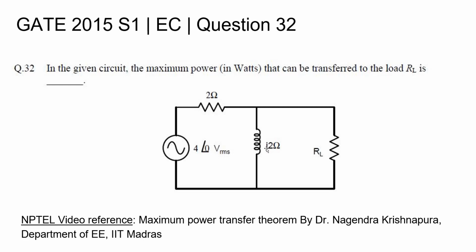Question 32, Electronics and Communication Engineering, GATE 2015 Set 1. In the given circuit, the maximum power that can be transferred to the load RL is dash.